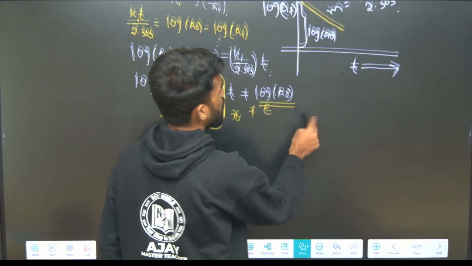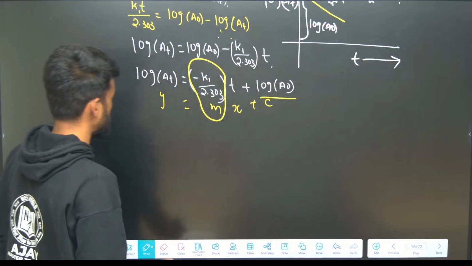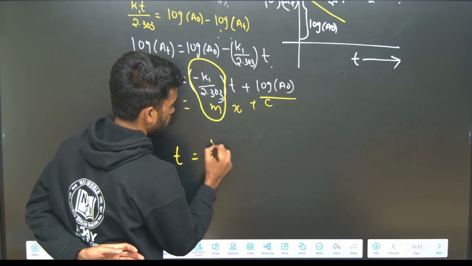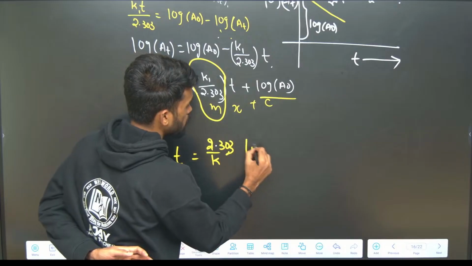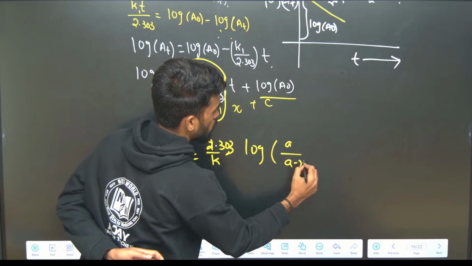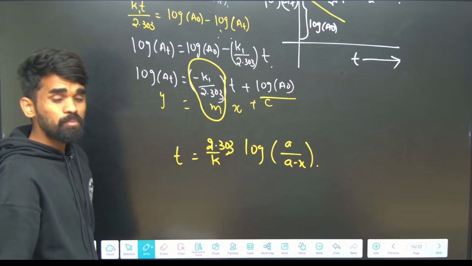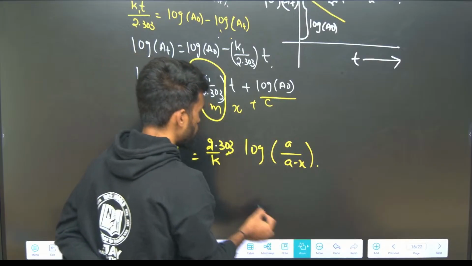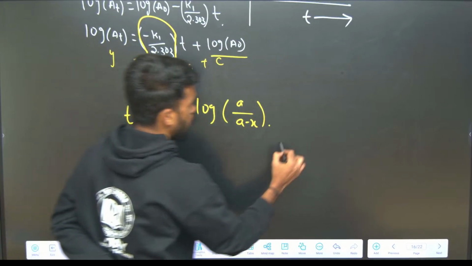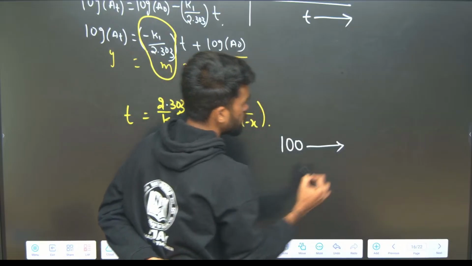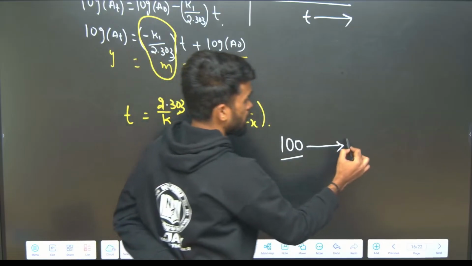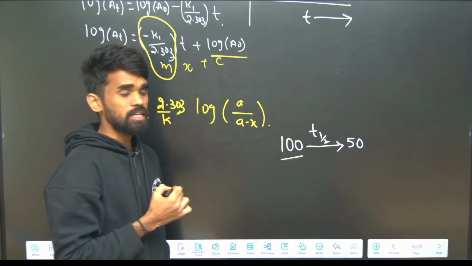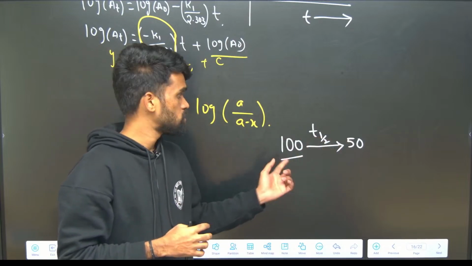So now what are the other things you can expect from this first order equation? See, what is the final outcome we got? t equals 1 by k into 2.303 log A by A minus X. Now what is the time required for half of the reaction to complete? It means I have 100% reaction. So half of the reaction means concentration of reactant is 100, and in order to bring it to 50, we require T half. It means time required for half of the reaction to complete. So this is T half.